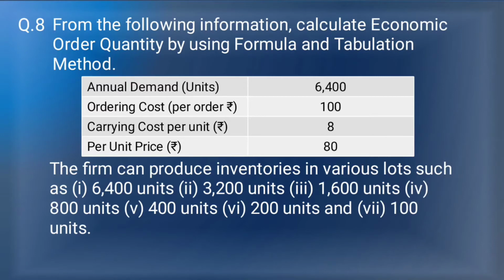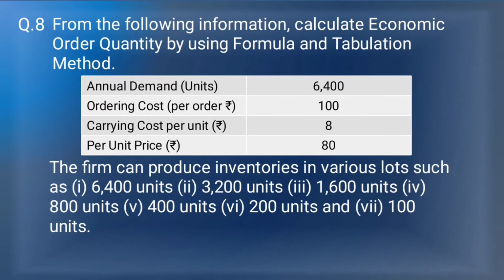So in the given table the information is given. Annual demand in units is given as 6,400 units. Ordering cost per order in rupees is given as 100. Carrying cost per unit in rupees is given as rupees 8. Per unit price in rupees is given as rupees 80.